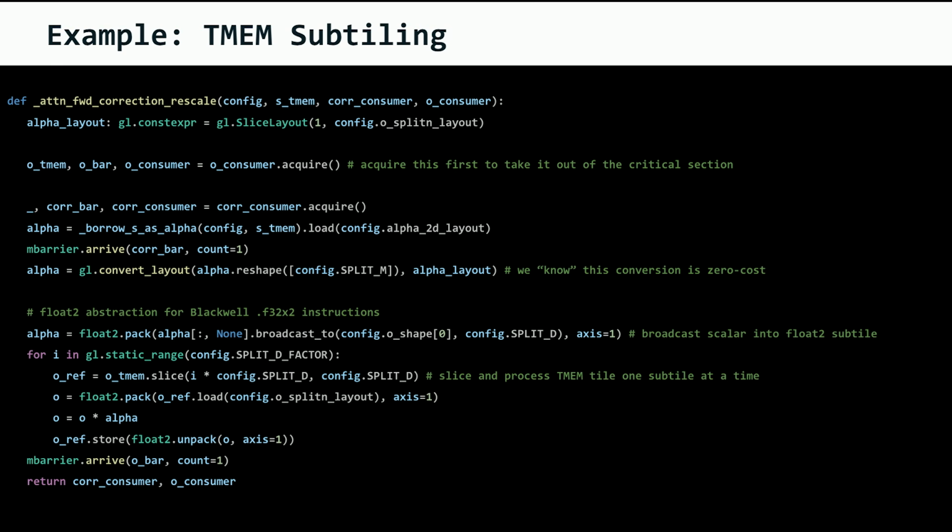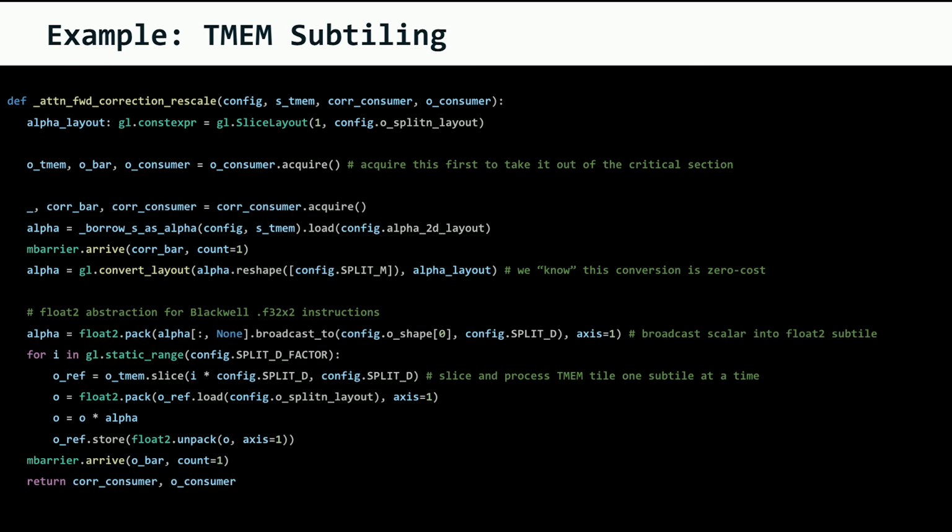And then you load the alpha out, and then we actually subtile the correction here. There are only so many registers available, and one of the trade-offs with warp specialization is you are using more registers just because you have more warps flying around. So in this case, you can subtile the correction by loading the tensor memory tile one slice at a time. You load it, you do the multiply, you store it back in.